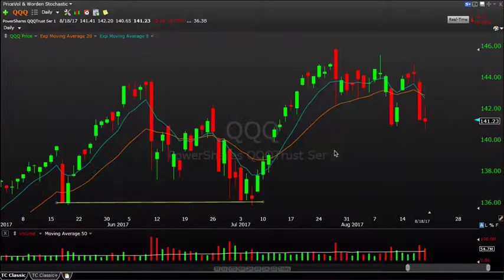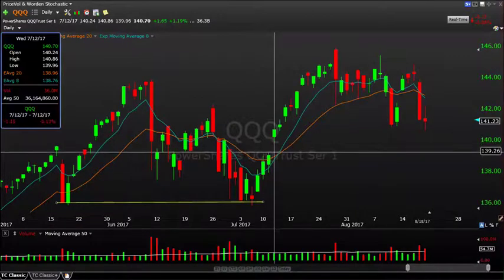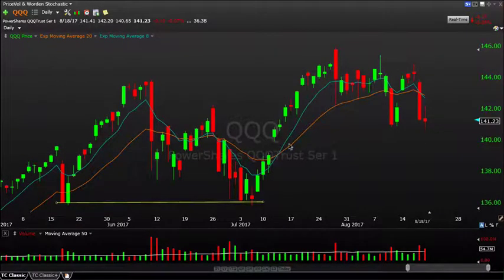lows. One thing to point out with the Qs, we got this open gap here from the 12th. Does this want to get filled? Will this ultimately get filled? It did get filled in the SPY and the IWM on those days, so let's pay attention to that next week. So that is the overall market landscape.